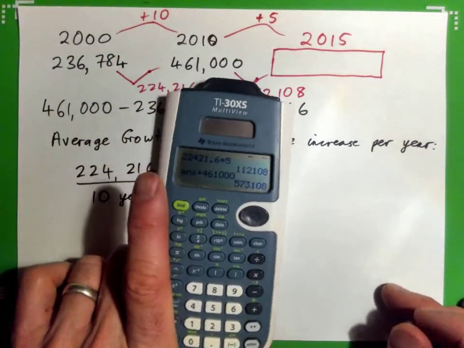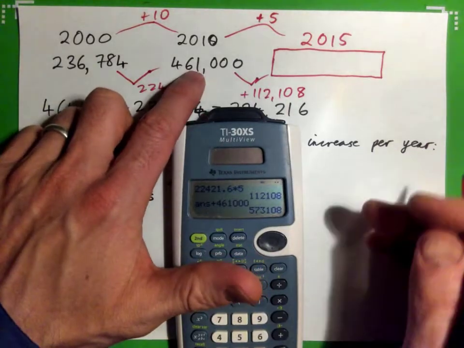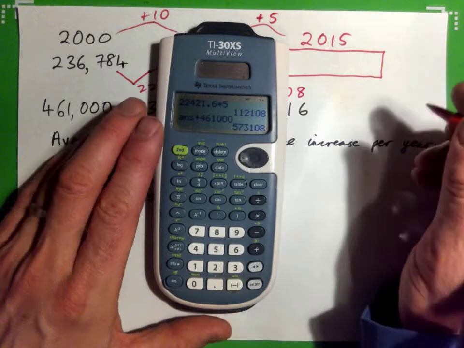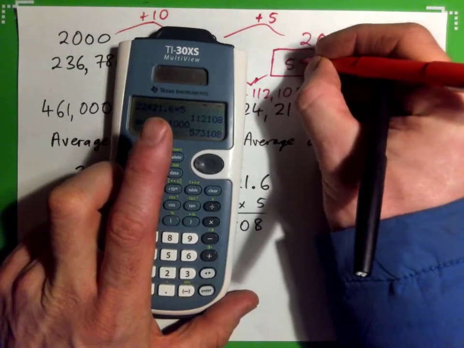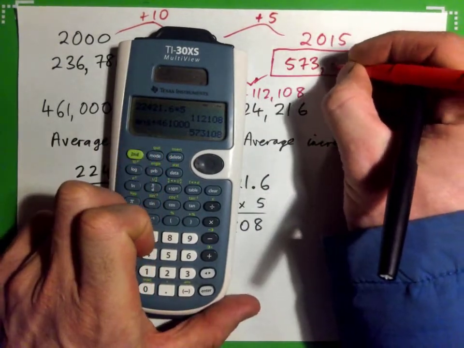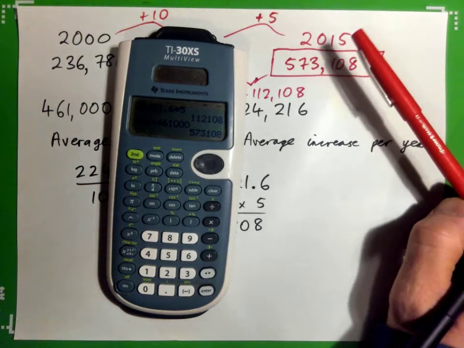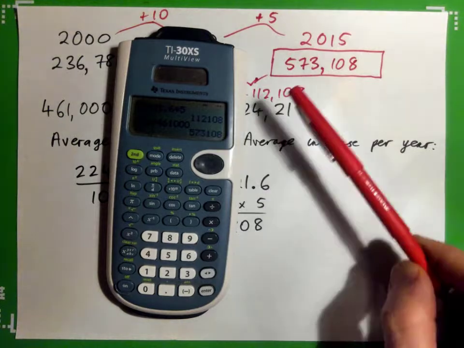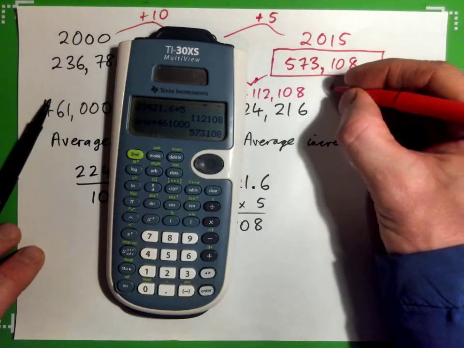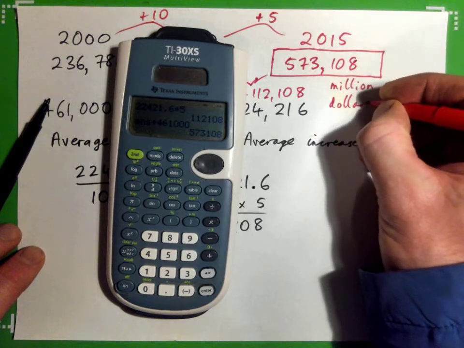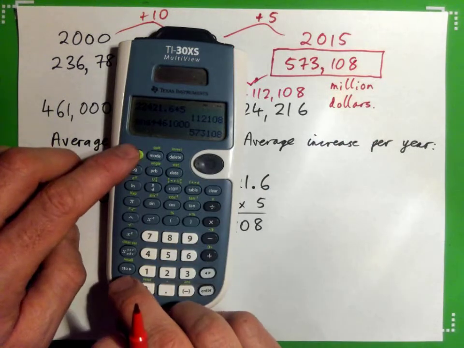If it increases by that, where are we going to be? We're at 461,000 now, we increase by 112,000, we get to 573,000, or 573,108. That's $573,108 million, by the way, this is in millions. There we go, that's the answer.